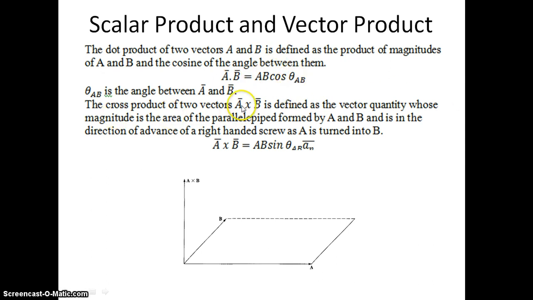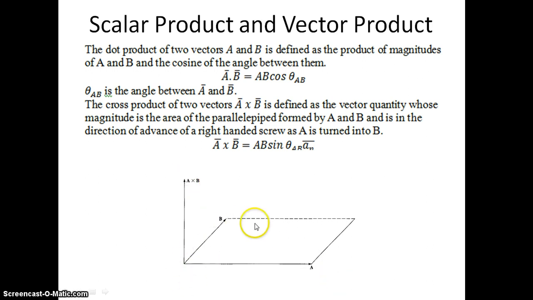Similarly, the cross product of two vectors is A cross B, and this is a vector quantity, whose magnitude is the area of the parallelogram formed by A and B. So this is the parallelogram formed by A and B, and the direction of A cross B is in the direction of the advance of a right-handed screw as A is turned to B. So this is the direction of A cross B.